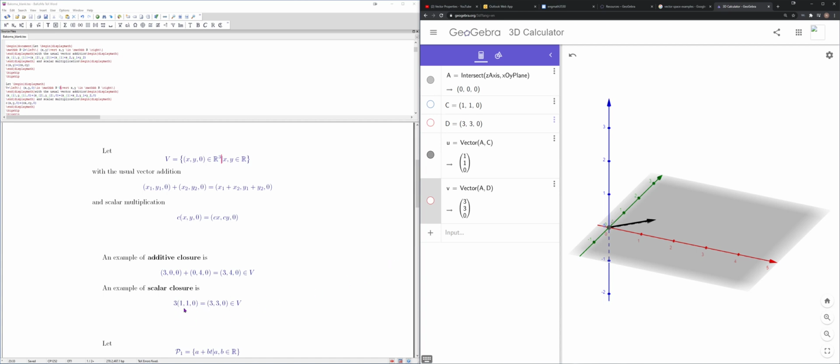What I end up getting is (3, 3, 0), which is this pink vector over here. Notice that the scalar multiple of this vector stayed in the xy plane. It didn't jump out of the xy plane or anything like that. So that's the idea of the scalar closure. If you have a vector in your vector space multiplied by a scalar, then it just remains in the vector space, which in this case is the xy plane.